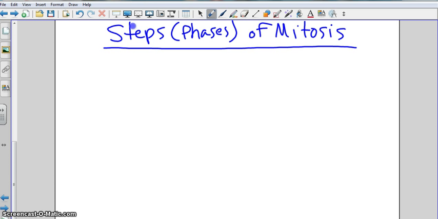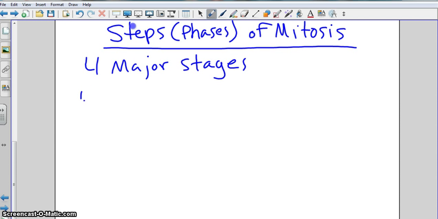How many steps did we say there were? 4. Everybody, how many are there? 4. So we have 4 major stages. And what we're going to do is draw them and write what happens in each stage, and then we're going to look at a picture of them.